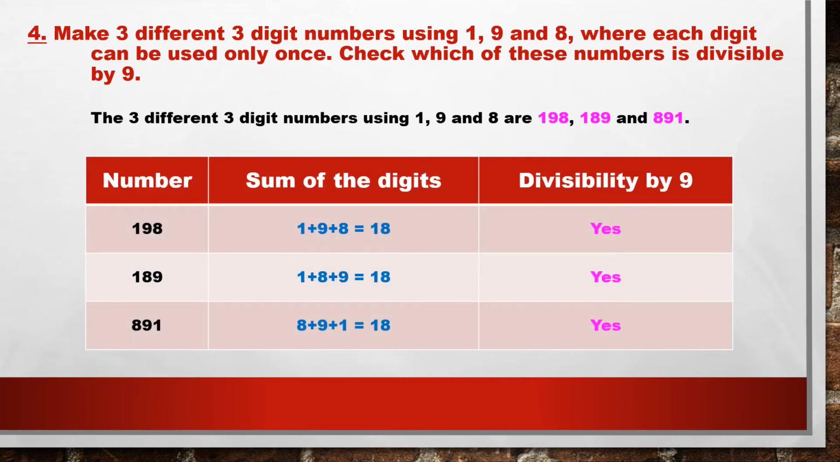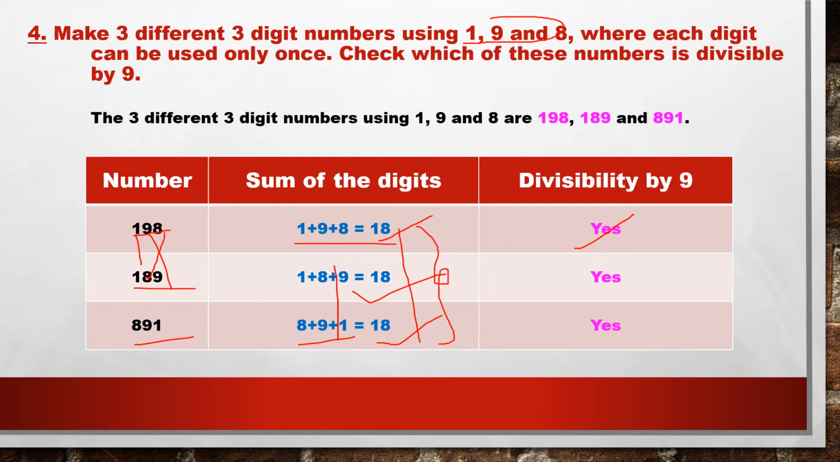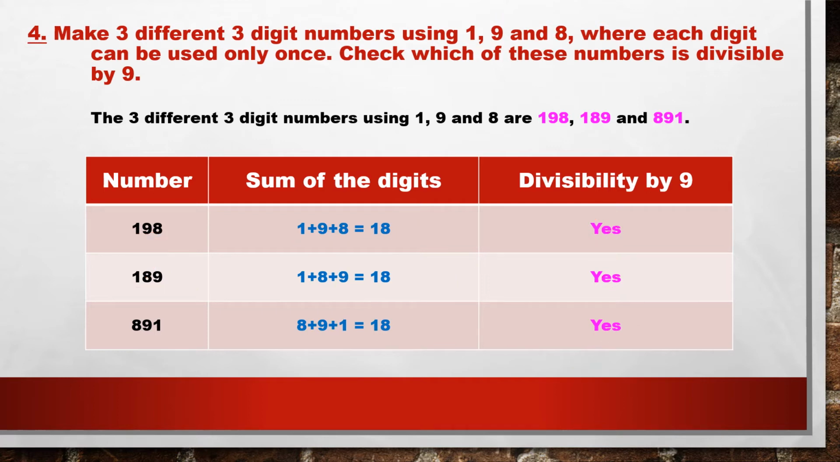For 9 divisibility you should take the sum of the digits. Here you got 18, so it is divisible. Anyhow we are using the same three digits in 198, 189, 891, so you'll get the same summation. When the summation is the same, and 18 is divisible here, it is also divisible here and here. Clear? So let us go to the next question.